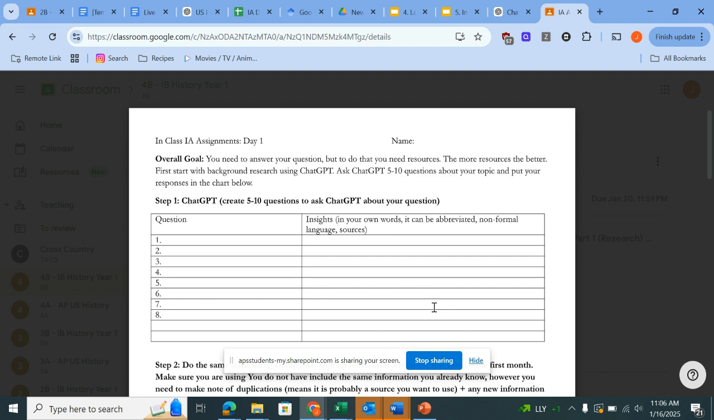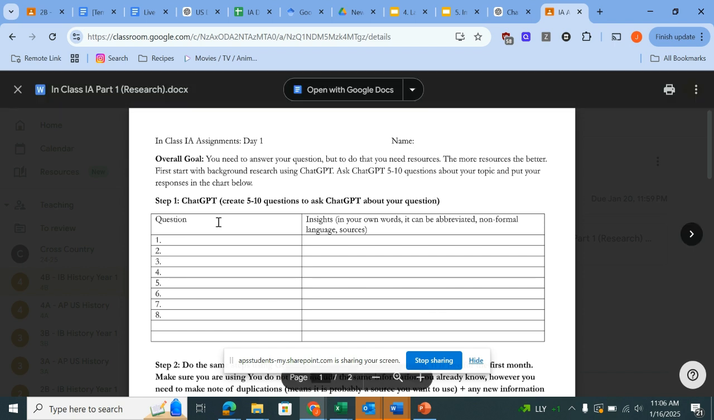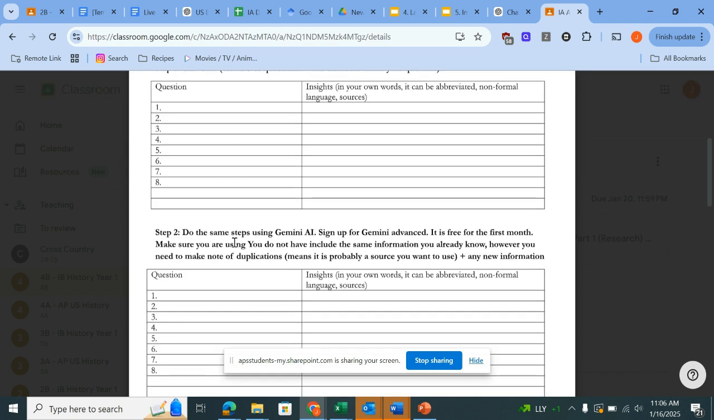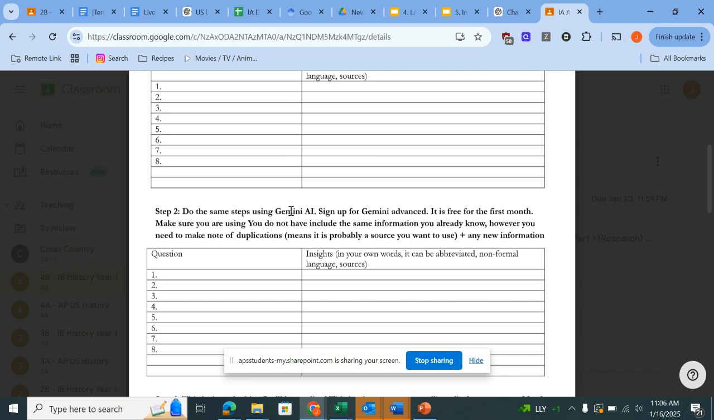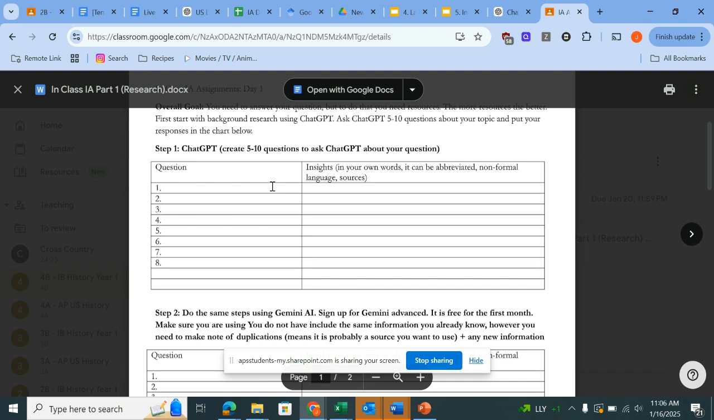trying to compile resources that you could use for your IA. Now, you're not just going to be talking to ChatGPT, you're also going to be using Gemini. And it's preferred that you sign up for Gemini Advanced to be able to do this. It does cost money, but it's free for the first month. And then if you're able to do that, you're going to be able to double verify your information through AI, which is a much more trustworthy way of using AI for resources.